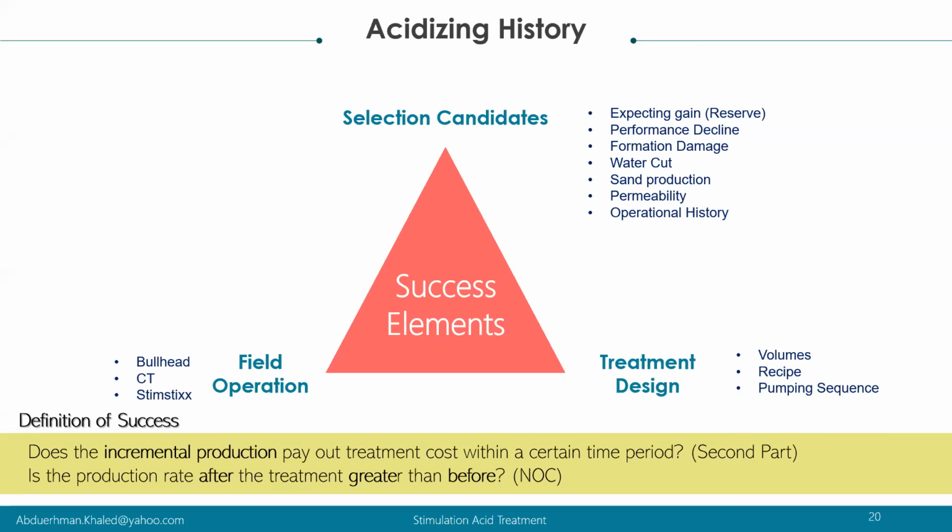The second is a purely technical point of view: is the production rate after the treatment greater than before the treatment? Sometimes we don't care about the money or anything else. We just care about whether the rate is bigger or not. So those are the two criteria that are followed to decide whether the job was successful or not.